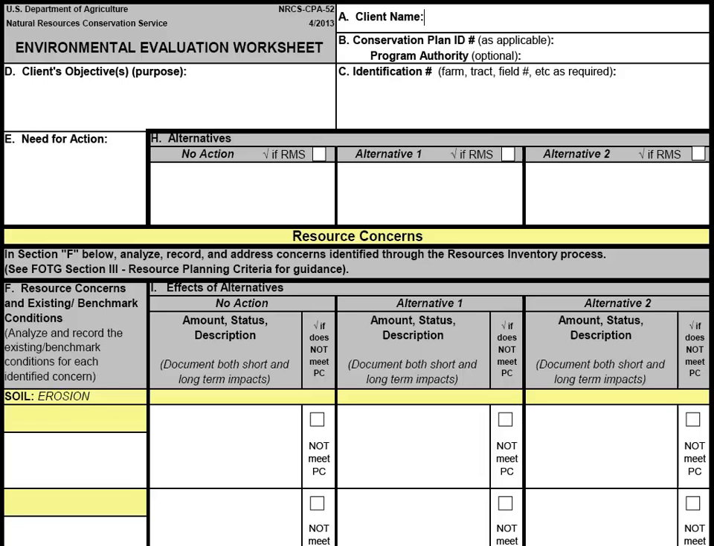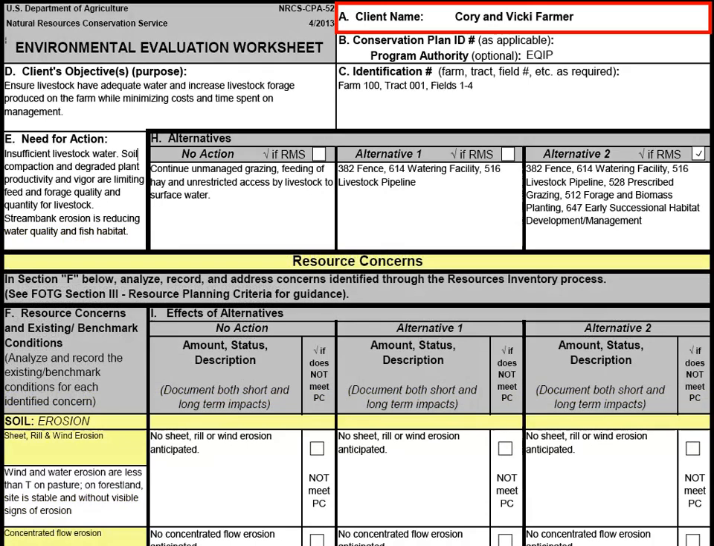Let's review the NRCS CPA 52 for the last scenario, documenting the plan for Mr. Farmer's pasture land. In Section A, we see where Mr. and Mrs. Farmer's names were entered as the client. And in Section B, no conservation plan ID number was assigned, but EQUIP was noted as the program the client might be interested in. In Section C, the farm tract and field numbers were entered to identify the location where the proposed activities will occur.